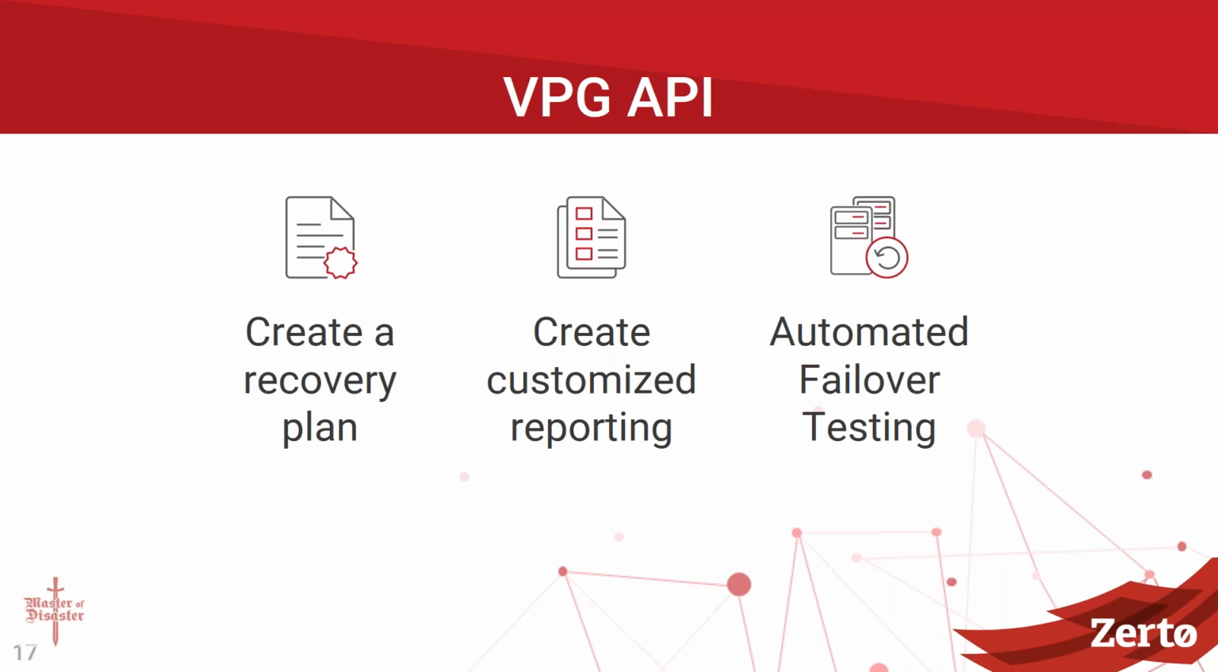Now, a couple of the use cases using the VPG API is create a recovery plan, and this is something I will dig into. But you can also create customized reporting. Let's say you want to report on the RPO over the last month. We actually allow you to pull all the information from the API, store it in a CSV file, do that every 5 minutes, and then have a historical report built out of that CSV information. But also a use case would be automated failover testing.